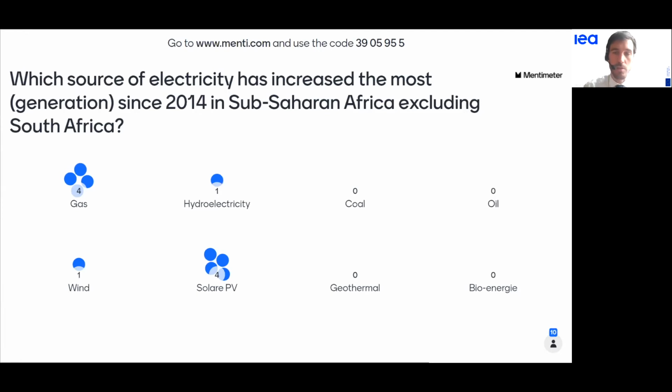But we anticipate that those sources of energy will continue to rise very, very fast. And we also expect a role for gas in electricity generation in the continent.